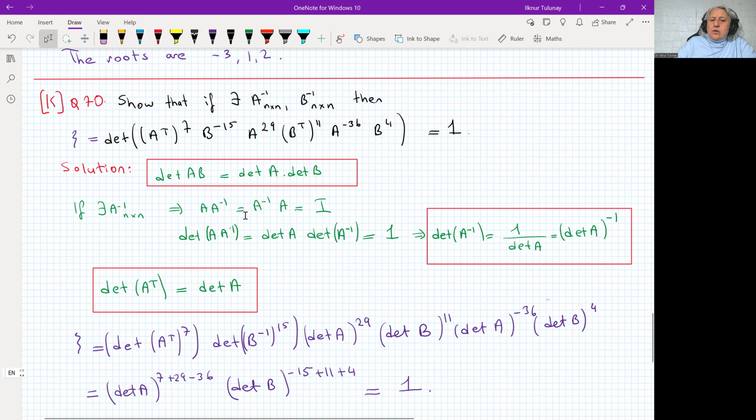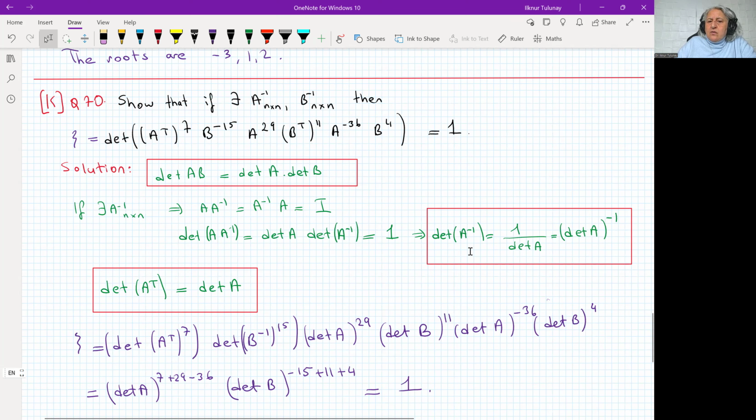A inverse times A is equal to the identity matrix. This is the matrix form. If you take the determinant of every term in this equation, this will be determinant of A inverse times A. But because the multiplication can be factorized in the determinant case, I can rewrite it as determinant of A inverse times determinant of A, which will be 1.